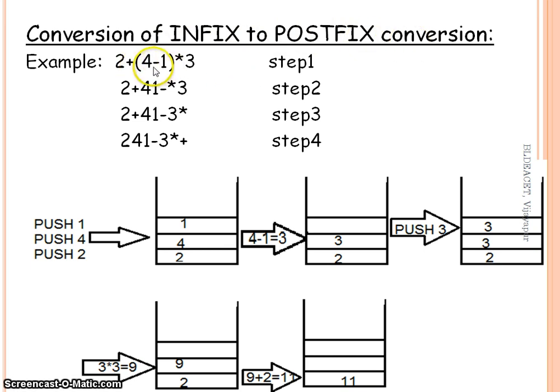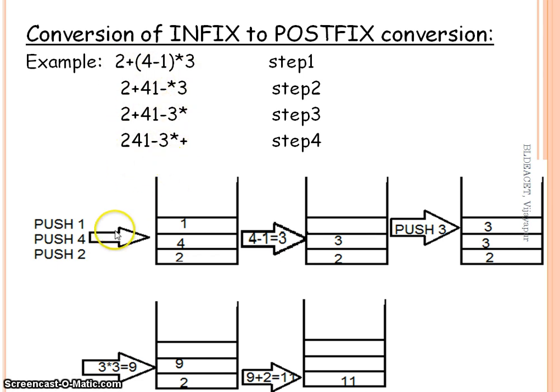For this conversion we need to know the precedence of operators. The highest precedence is given to brackets, that is, parentheses, then next comes the multiplication operator, then plus and minus. So you have to convert it to postfix. That will be 4, 1, minus, and then the plus, minus and star symbols. Then you can convert this one to 2, 4, minus, 3, star, plus. In this way you can convert any infix expression into a postfix expression.